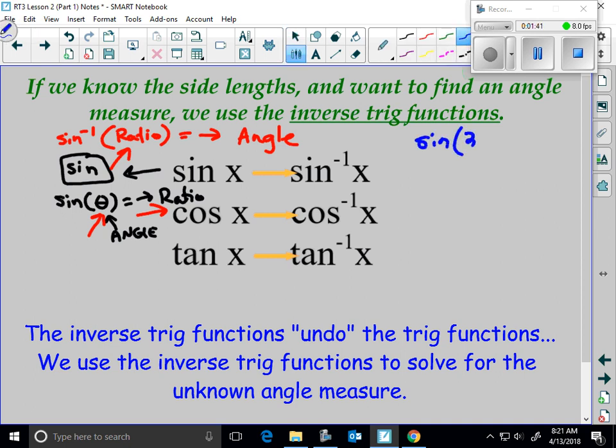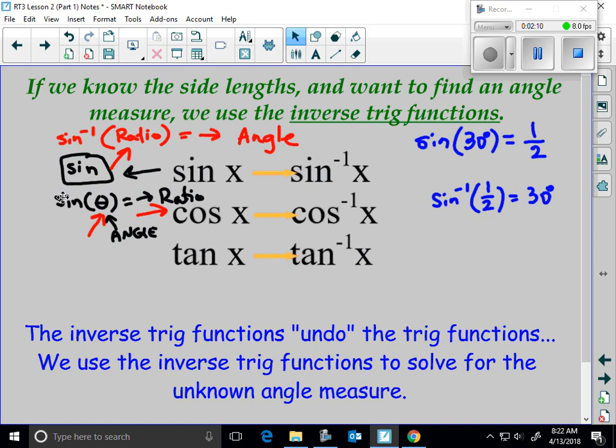Sine of 30 degrees. You may or may not know this. I'm a nerd, so I know it. Is 1/2. What is the inverse sine of 1/2? 30 degrees. So an inverse gives you an angle. A normal trig function, not an inverse, gives you some kind of ratio. So it helps us to find either an angle or a side in a triangle. Basically the inverse trig function undoes the trig function. It's the inverse operation. It's like what division is to multiplication. It undoes that. We're going to go through a couple of examples on that in a moment.